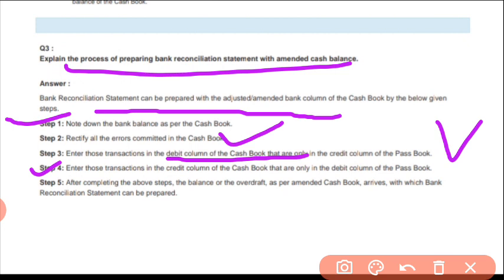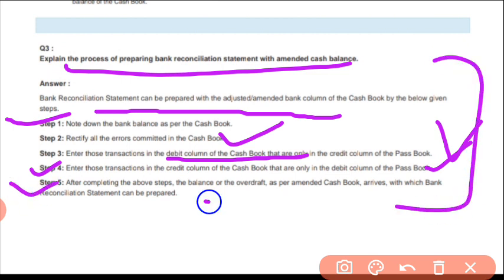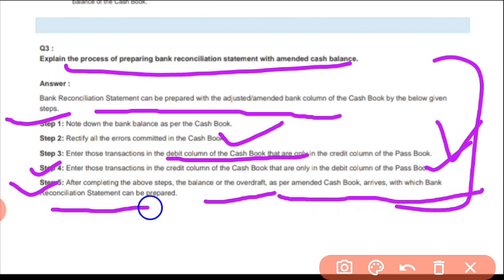After that, on the fourth step, students, you have to record all the transactions which are in the credit column of the cash book in the debit column of the passbook. Okay, so after completing all these four steps, on step 5, the balance or the overdraft as per the amended cash book arrives, at which the bank reconciliation can be prepared.